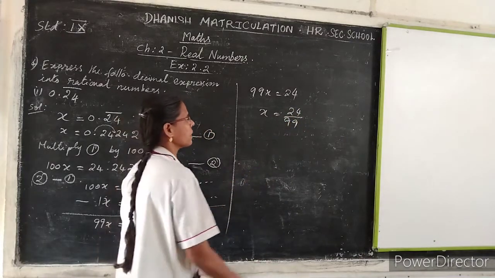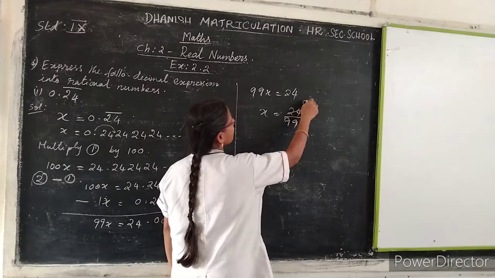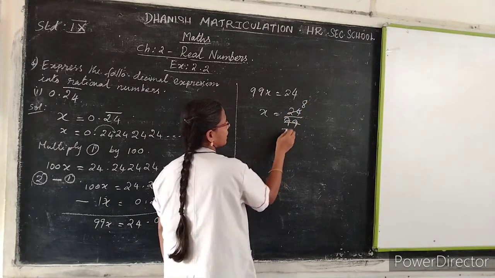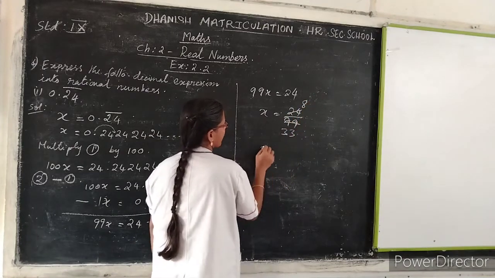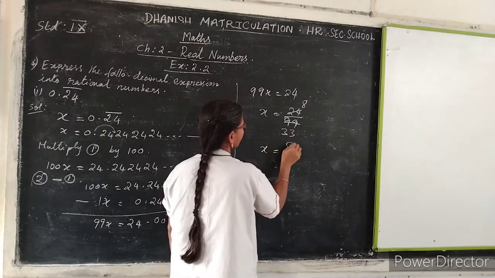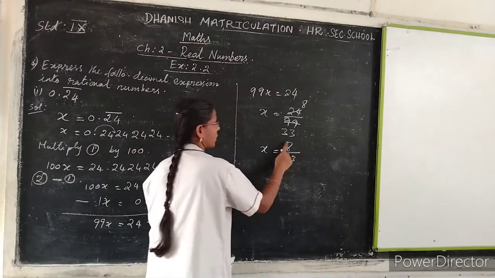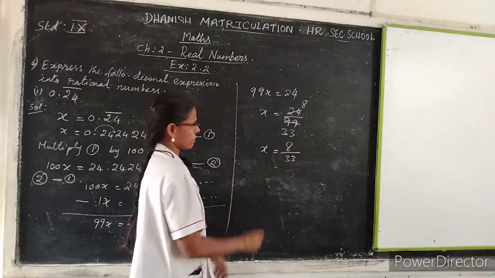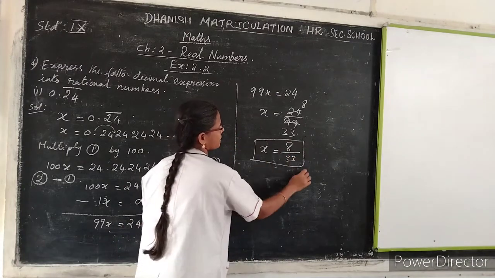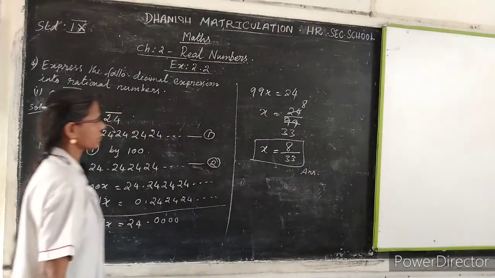Cancel by 3. 3 eights are 24, and 3 times 3 is 9. So x is equal to 8 divided by 33. Now it is in fractional form. This is the required answer.